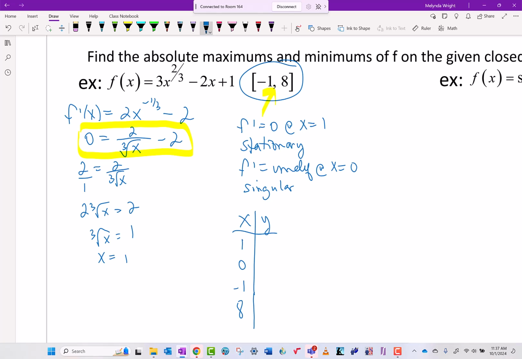Where do I put those in to check them? What am I looking for? I'm looking for the biggest y value and the smallest y value. Would I go to the derivative to put those in? No. Is that going to give me the biggest y value on the graph or the smallest y value? No, the function will. I go to the function. I'm just going to save time. I've already plugged those in. I'm just going to write the answers down, okay? So 1 was 2, 0 was 1, -1 was 6, and 8 was -3. Okay, those are my numbers.